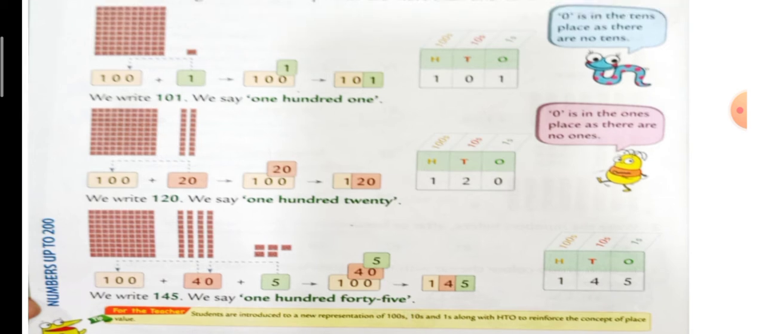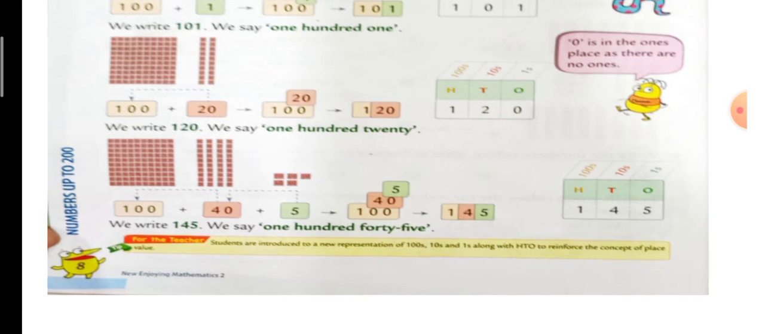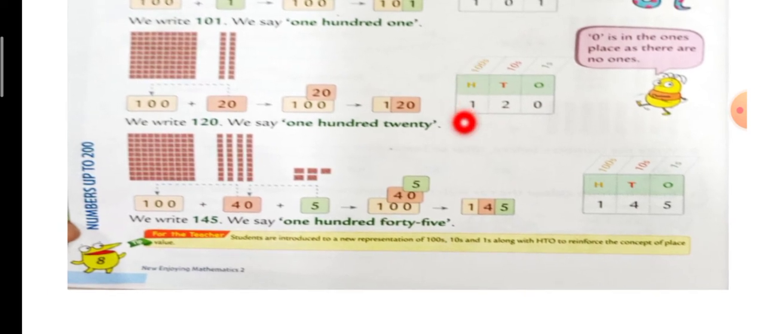Okay, so how many hundreds? Only one. I have written 1 over here. How many tens? You can see two tens over here. So I've written 2 over here. How many ones? No ones, 0 ones. So 0 is written. So we have built a number 120.